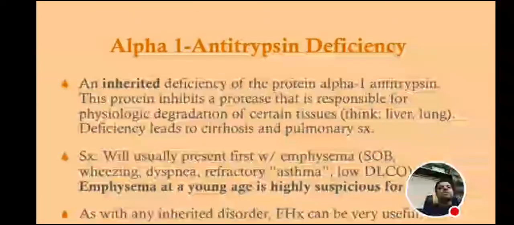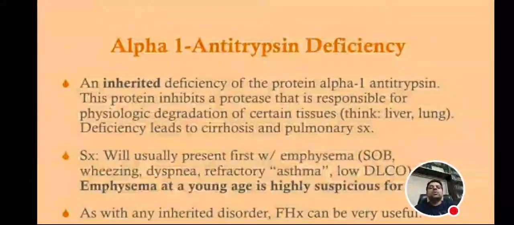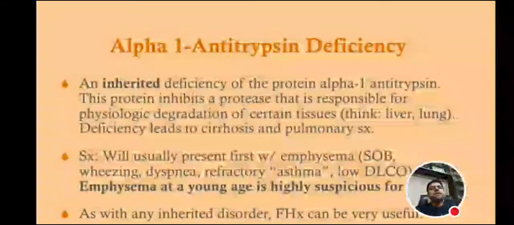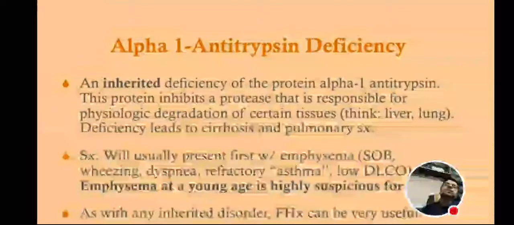Alpha-1 antitrypsin deficiency is an inherited deficiency of the protein alpha-1 antitrypsin. This protein inhibits the physiological degradation of certain tissues, think liver and lung. Deficiency leads to cirrhosis and pulmonary fibrosis.